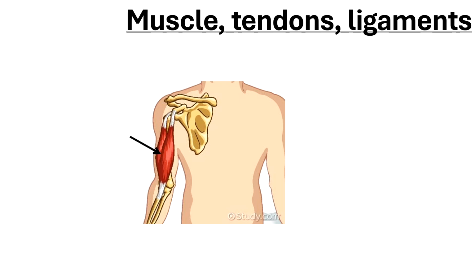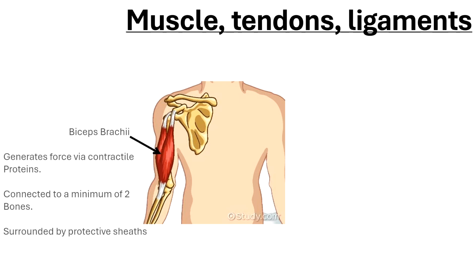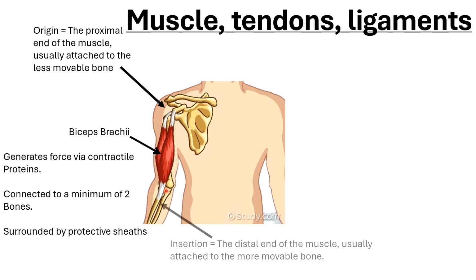The actual function of muscles is not to move a bone, it's actually to generate the force necessary to do so, being connected to a minimum of 2 bones and surrounded by protective layers of sheath that we're going to look at later. So also note down that a muscle will have an origin and insertion.